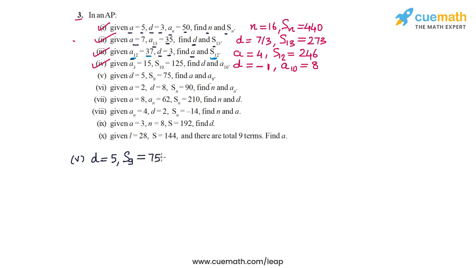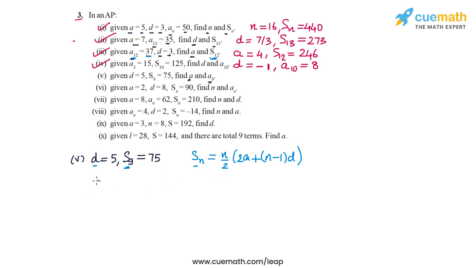And using this we have to find a, the first term, and a9, which is the 9th term. So we are going to make use of the relation Sn is equal to n by 2 times 2a plus n minus 1 times d. Because we're given S9, so we have the sum, we have the number of terms, and we have d as well. We don't have a. So using this relation, we can find the value of a.